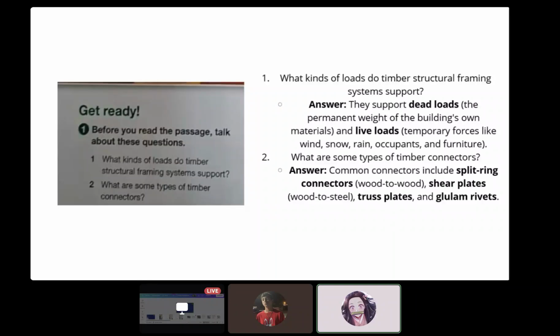The second question is, what are some types of timber connectors? The answer is, common connectors include split ring connectors, wood to wood, shear plates, wood to steel, truss plates, and glulam rivets.